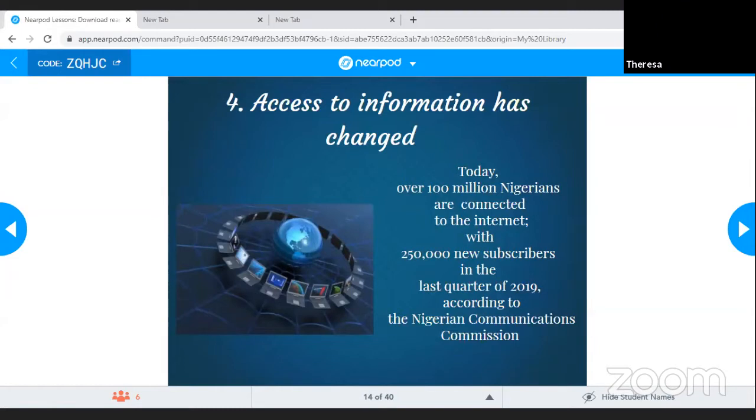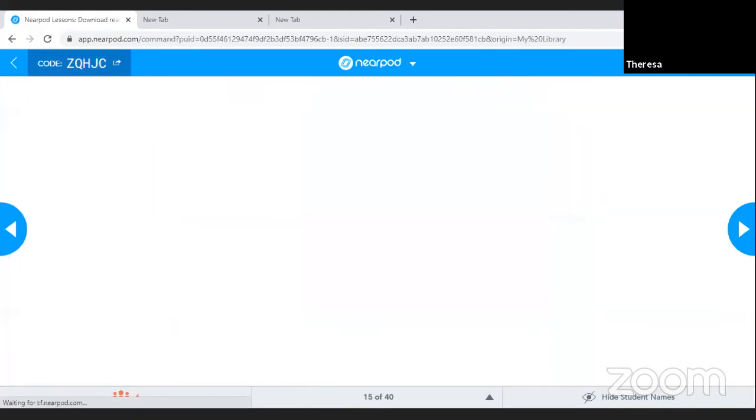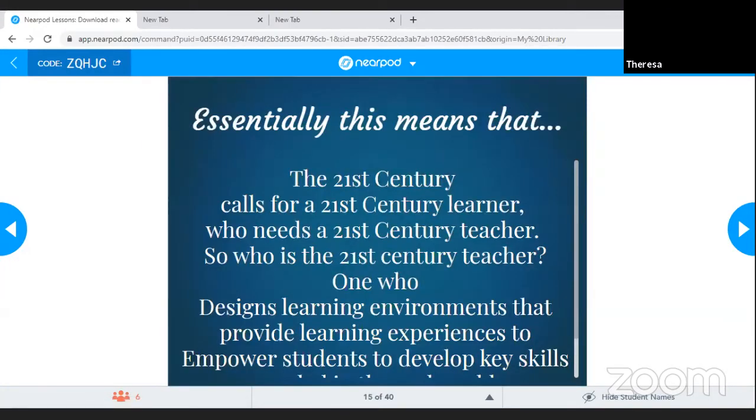So it's also understandable that with access to information changing, we also need to address why digitizing is important. Today, we've said over 100 million Nigerians are connected to the internet, but also 250,000 new subscribers in the last quarter of 2019. And this is according to the Nigerian Communications Commission. Now, you may ask why I'm giving you all the statistics. Well, I think it is absolutely clear that technology is developing, the world is changing, our learners are changing, which means as teachers, we also need to be changing.